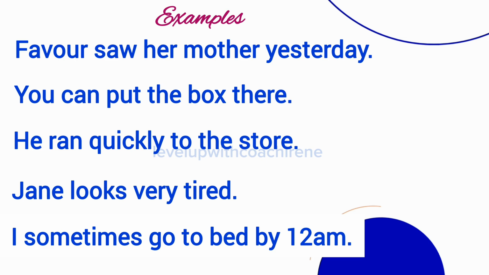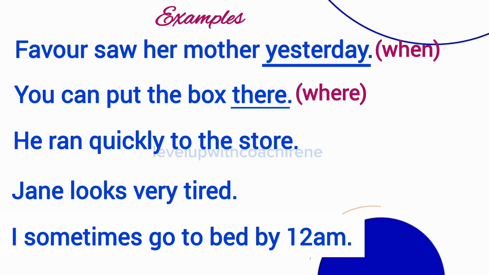The initial sentence, Favor saw her mother yesterday, talks about the adverb of time, answering the question when. Yesterday is giving us more information about the verb saw, meaning the adverb yesterday is modifying the verb saw. Number 2, we have the adverb of place, which is there, modifying the verb put, which gives us the answer to the question where.